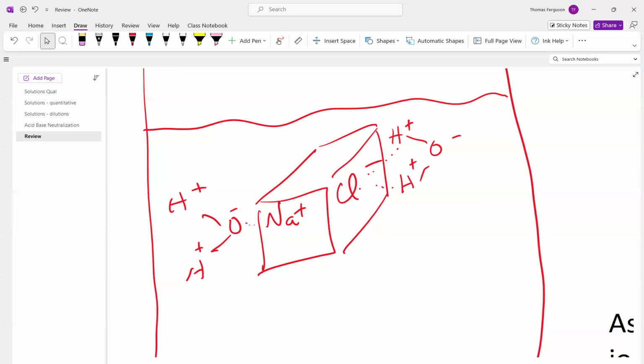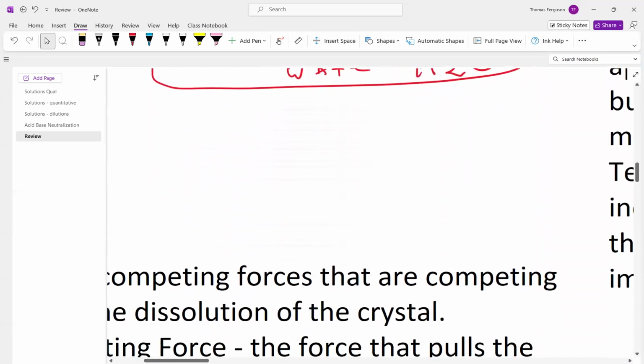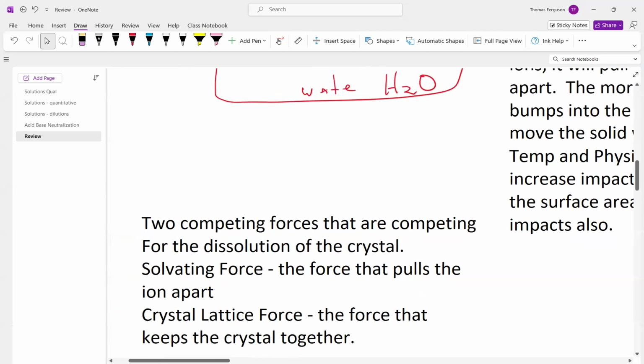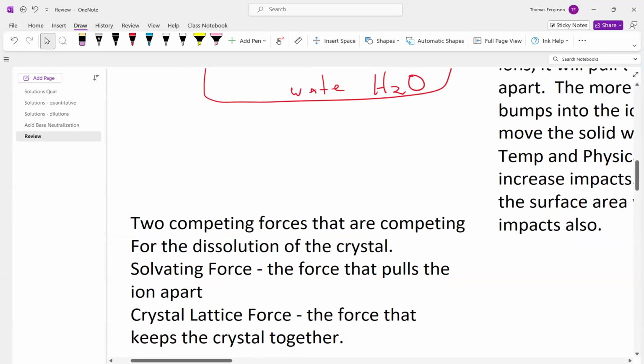So there are two forces at work here. There are two competing forces for the dissolution, the dissolving, of that crystal. It is the solvating force, that's totally a function of the solvent, in this case, water, and a force called crystal lattice force, which is the force that keeps the crystal together. And whichever is stronger, it'll either dissolve or not dissolve.